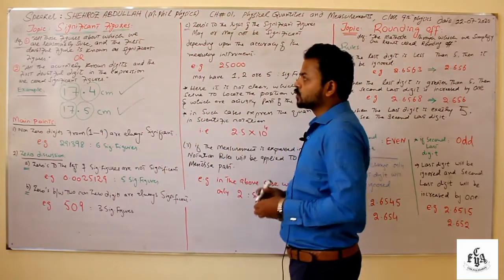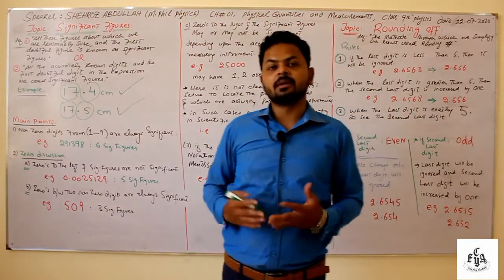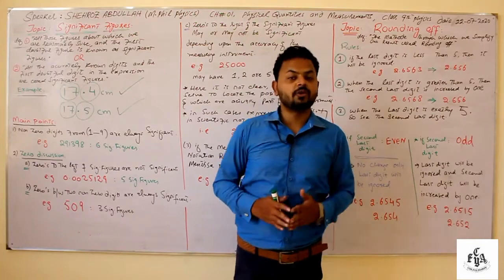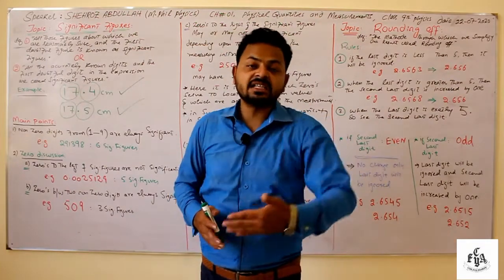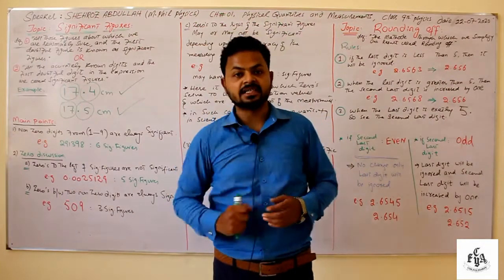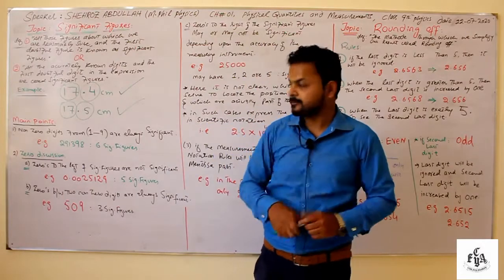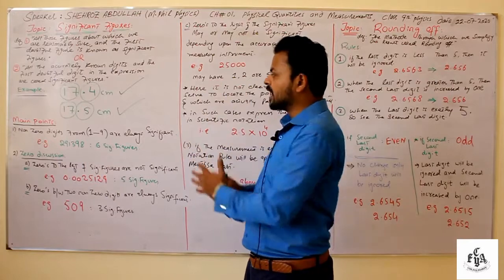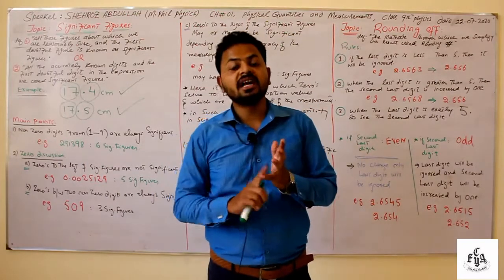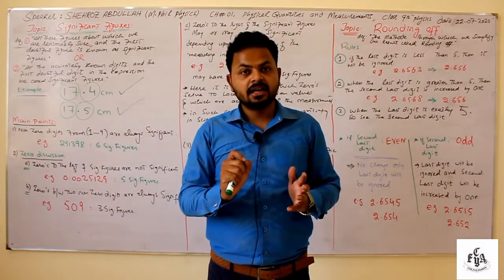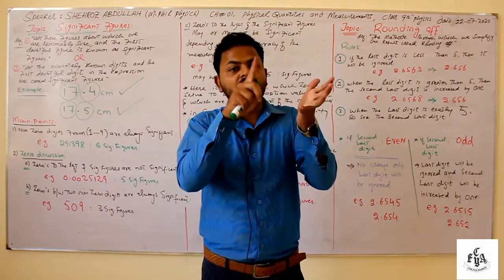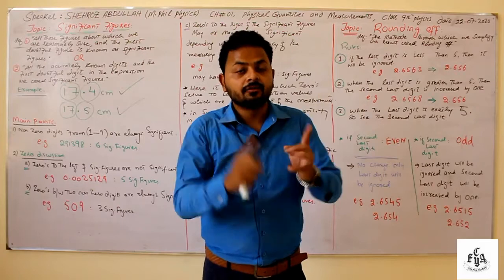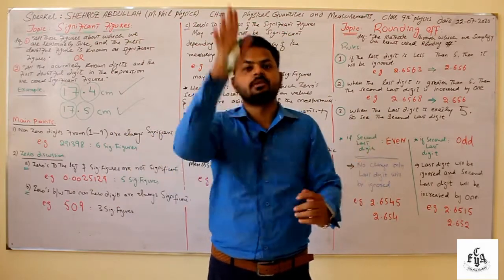Now to find out the significant figures in a reading, in a measurement, there are some rules, some criteria on the basis of which we find the significance of a certain reading. There are some main points. Number one: all the non-zero digits from 1 to 9 will be significant. Like 1, 2, 3, 4, 5, 6, 7, 8, 9, wherever you see these digits, they will be significant.